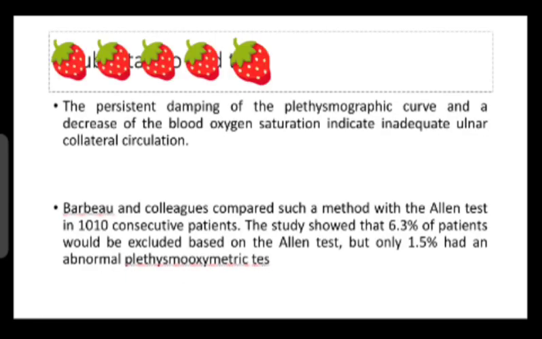The persistent damping of plethysmographic curve and a decrease of the blood oxygen saturation indicate inadequate ulnar collateral circulation. Barbeau and colleagues compared such a method with Allen test in 1010 consecutive patients. The study showed that 6.3% of patients would be excluded based on the Allen test, but only 1.5% had an abnormal plethysmographic test.